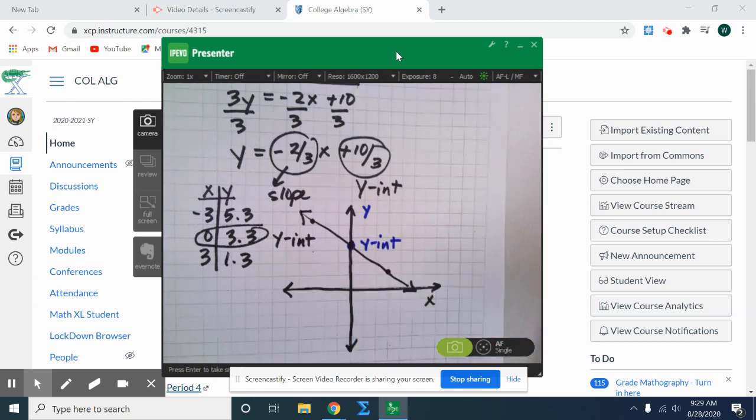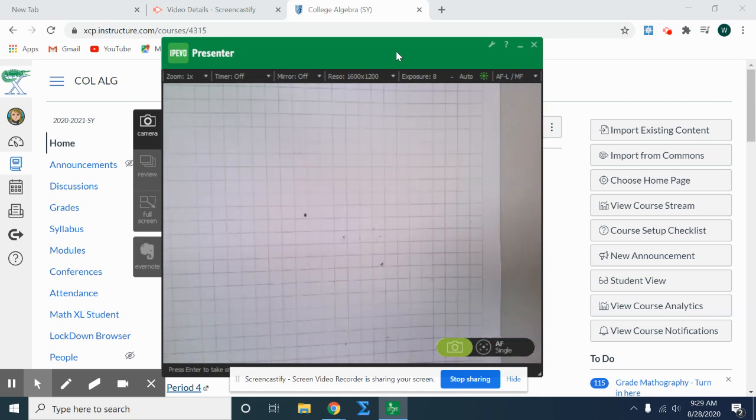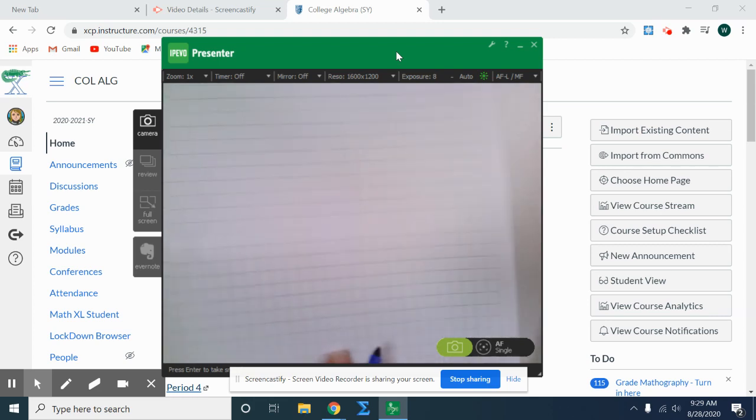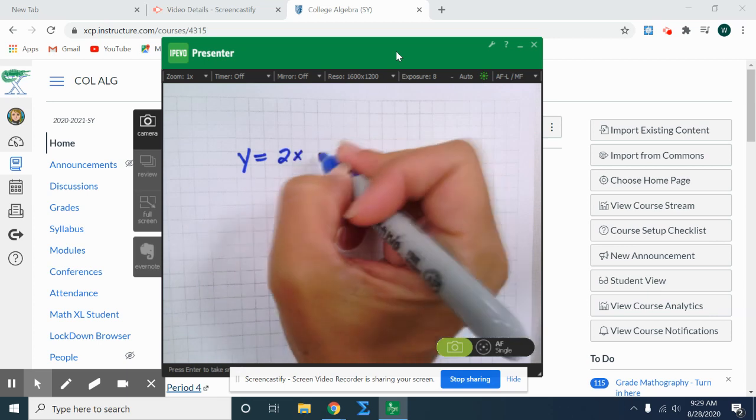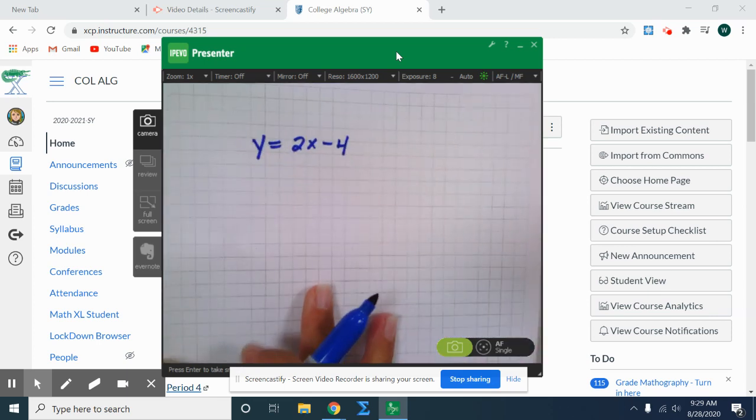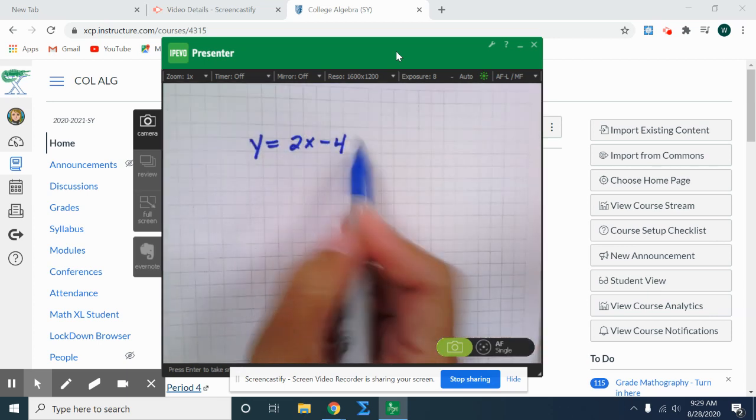Okay, let's try another one. Go ahead and write down this one. I'm going to have it already solved for y. So y equals 2x minus 4. There's my equation. There's the slope of 2, the y-intercept of 4.